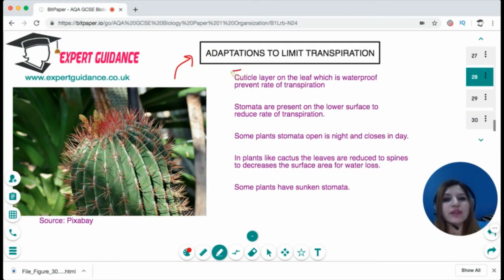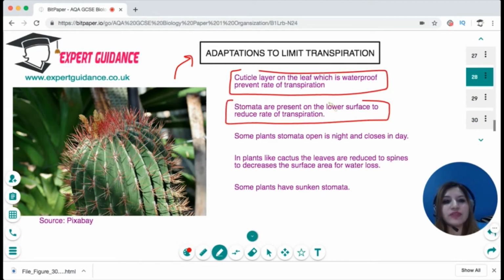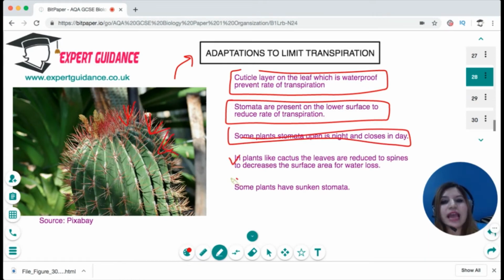So the plant has adaptations to limit water loss. They are covered with a cuticle layer, which is waterproof and reduces the rate of transpiration. They have stomata on the lower surface that reduces the rate of transpiration. Some plants' stomata open at night and close during the day. In some plants like cacti, the leaves are reduced to spines that limit water loss. And some plants have sunken stomata, where the stomata are in pits with humid air around them that reduces the rate of transpiration.